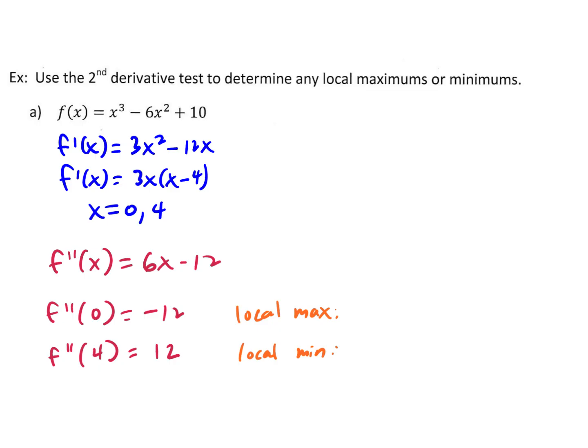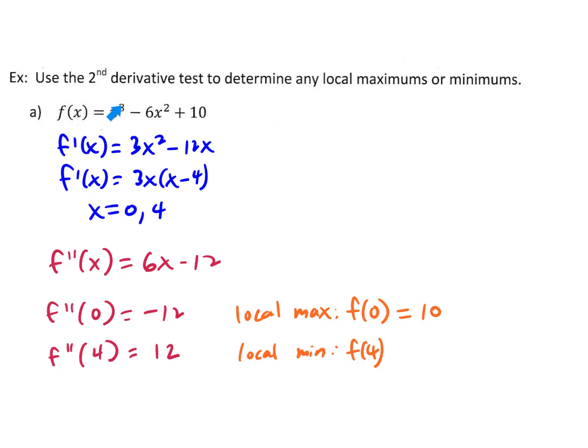Into the original. Okay, so I'm going to find f of 0 and f of 4. Those go into the original. The 0, 1 is super easy, right? When I plug 0 in here, that goes away, it's just 10. Okay. When I plug 4 in, that's a little trickier, right?